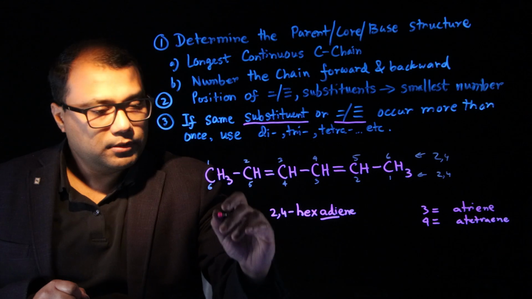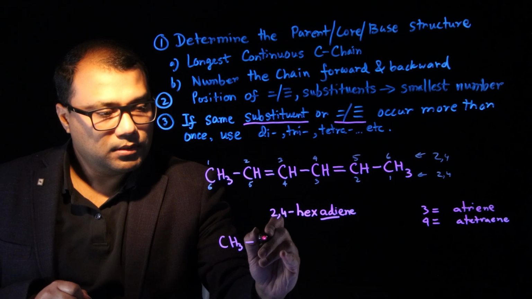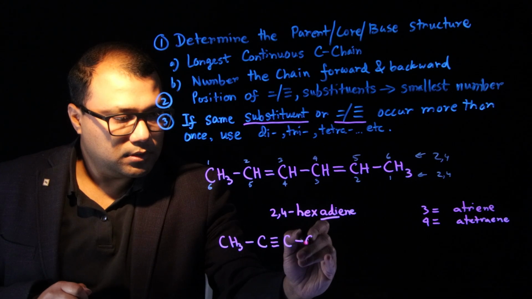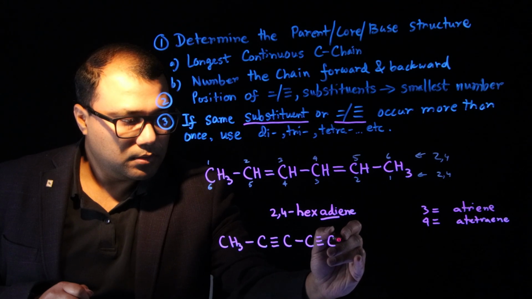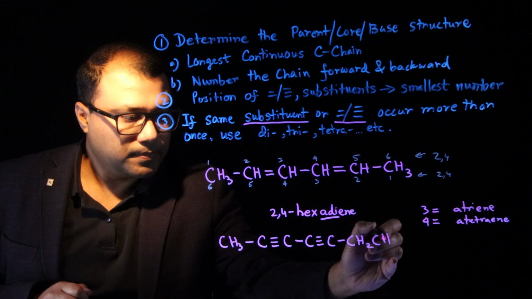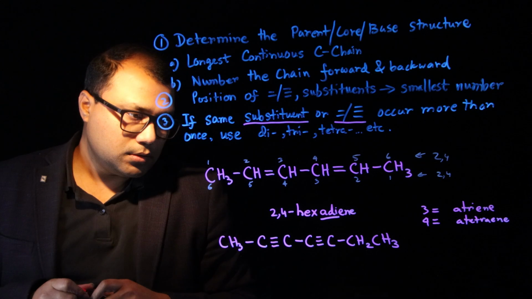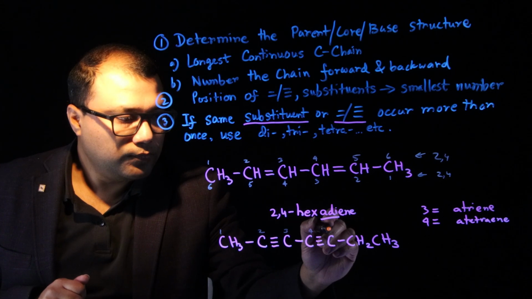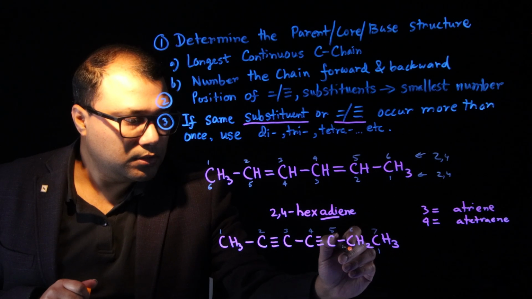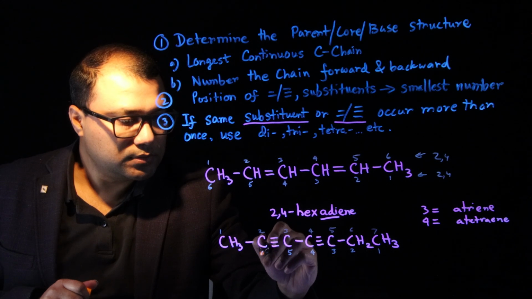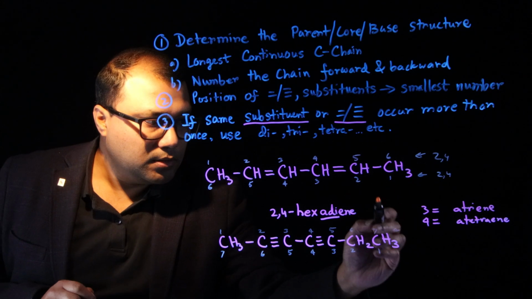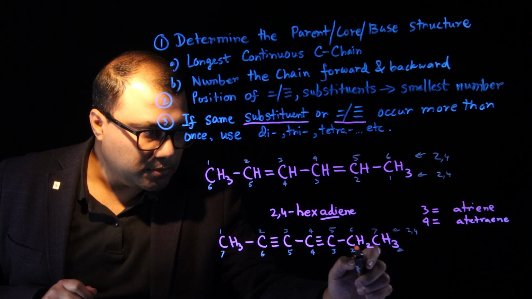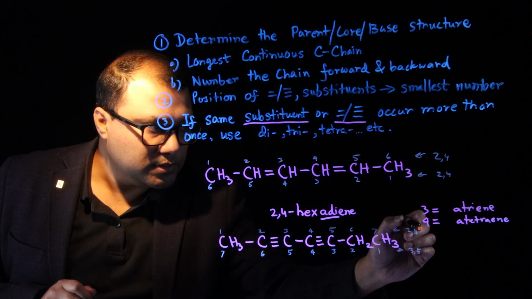Similarly, if we had a triple bond, let's take a simple example now. CH3C, triple bond, C. Let's say we have another triple bond here. CH2, CH3. Okay. Let's number them. 1, 2, 3, 4, 5, 6, 7. 1, 2, 3, 4, 5, 6, 7. In this scheme, the triple bonds occur at 2 and 4. In this numbering scheme, the triple bonds occur at 3 and 5. So this is the correct choice.